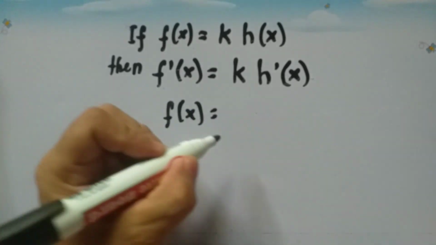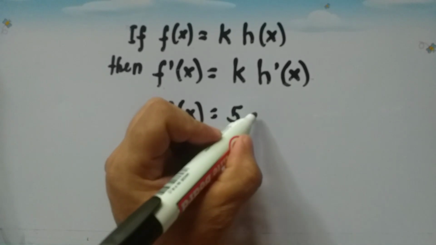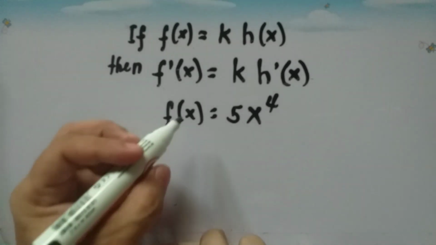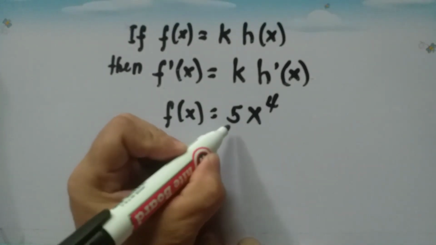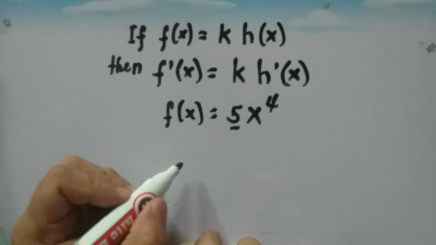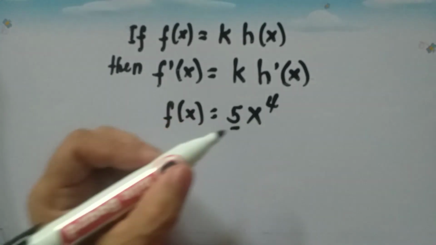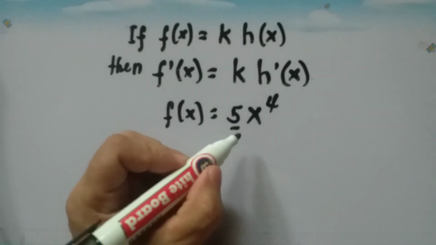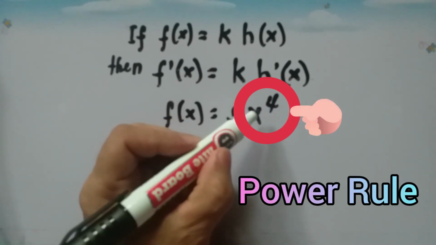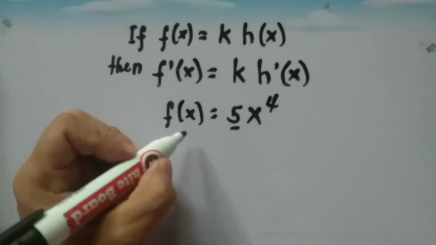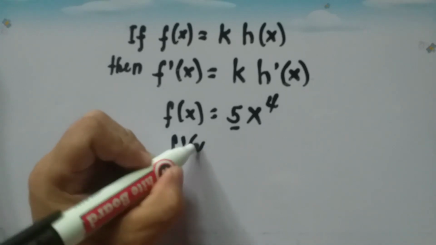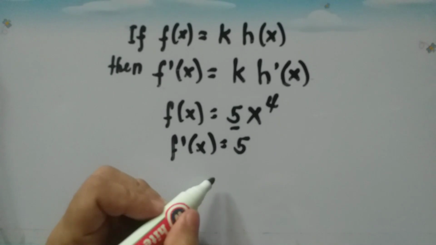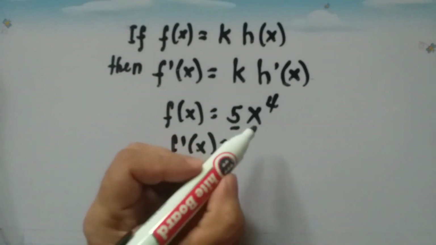f of x is equal to 5 times x to the fourth. Then our given 5 here is what we call the constant, and x to the fourth is our h of x. So we can solve for its derivative in conjunction with the power rule. So f prime of x is equal to 5, which is the constant. Then apply the power rule.